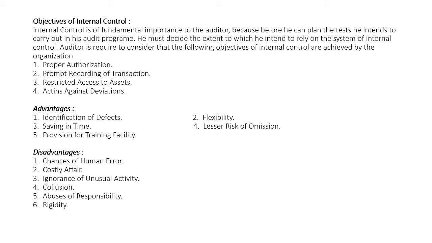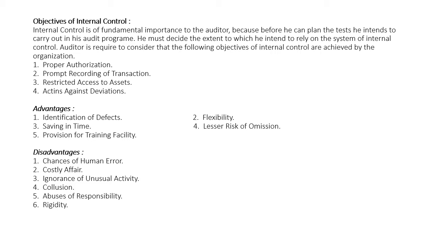Third is restricted access to assets. There is a necessity of restricted access to the assets of the organization. Then ultimately there is no possibility of any malpractice in regard to the assets of the organization. And fourth is action against deviation. If deviations occur, then there is a necessity to take necessary action to overcome the deviations which happen in the organization. These are the objectives of internal control.